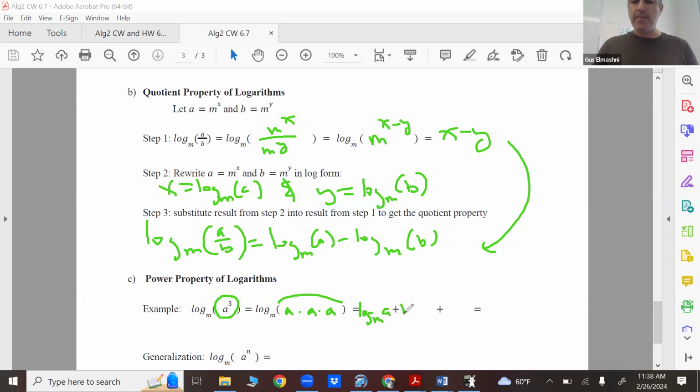Log base m of a, plus log base m of a, plus log base m of a. How many logs is that, guys? So you do 3 times. So generally what we're noticing is that that 3 moved to the front. So the generalization is this.